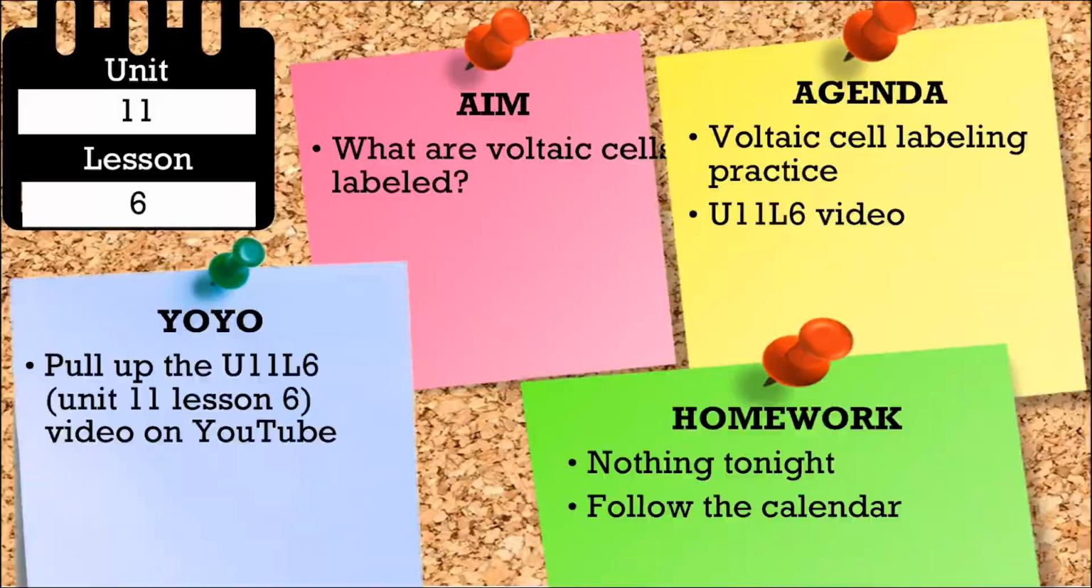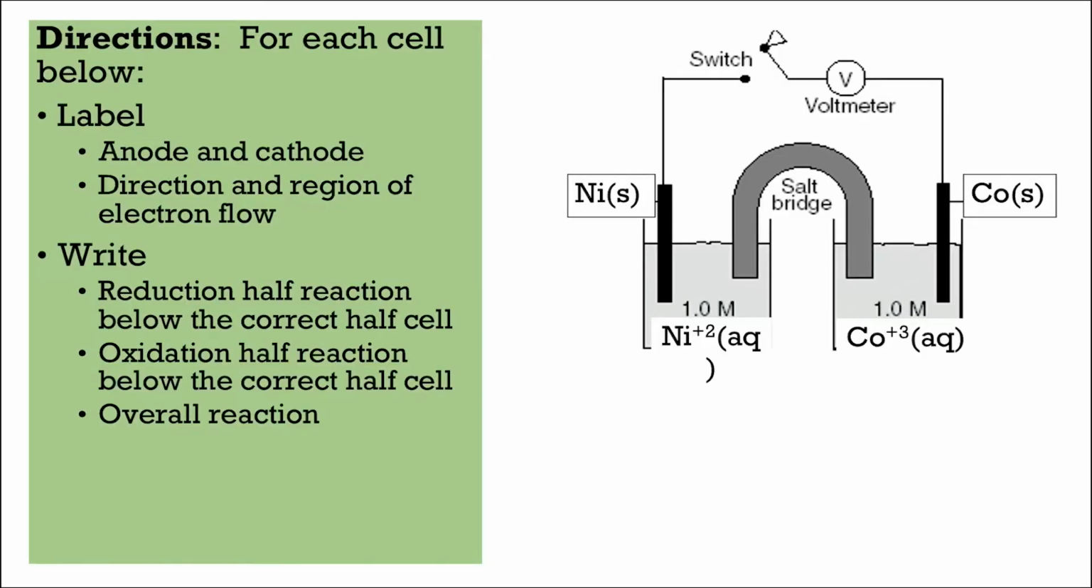So let's get started. Today we're going to label pictures like there's no tomorrow because it's awesome. You should probably be looking at the sheet that says voltaic cell practice. For each cell, we're going to label anode and cathode, figure out which way the electrons are flowing, and then write the reduction half reaction, oxidation half reaction, and then the combined balanced redox reaction. So kind of connecting everything we've done so far.